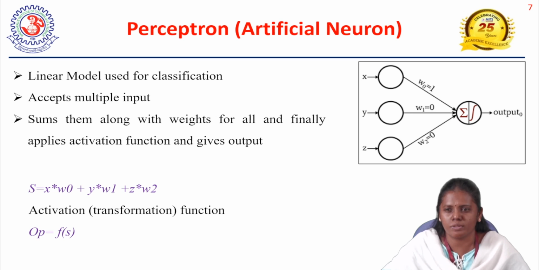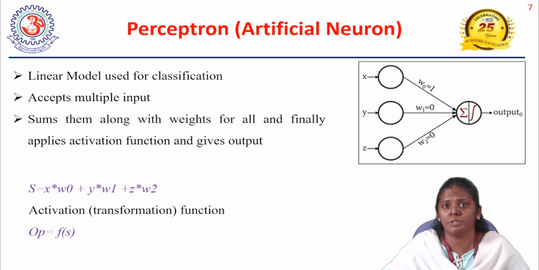It is going to process it and give some output out of it. And it accepts multiple inputs. So it is going to accept n number of inputs. It might be too many. So it sums them along with the weights for all and finally applies the activation function and gives the output.